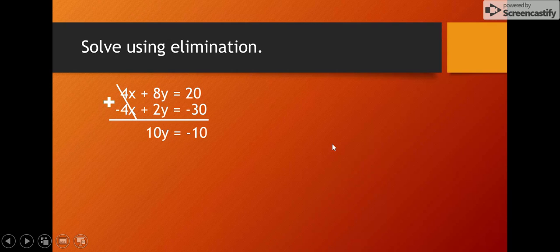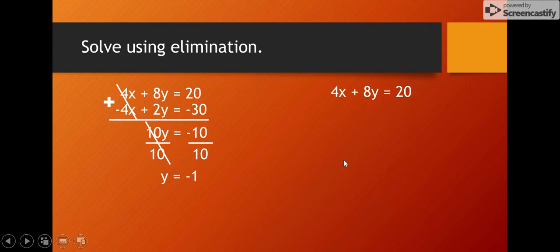Remember, I've got 10y equals a negative 10, so I'm going to divide by 10 on both sides. 10 divided by 10 is 1, or just plain y. And then I have negative 10 divided by 10, which would be negative 1. Now, this one is not as easy as the first one, as far as, I have a y by itself, so I can just plug that one in there on my original equation.